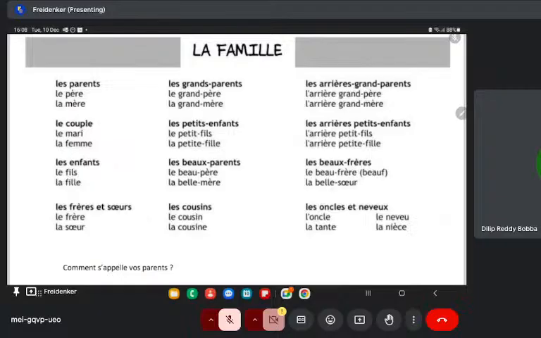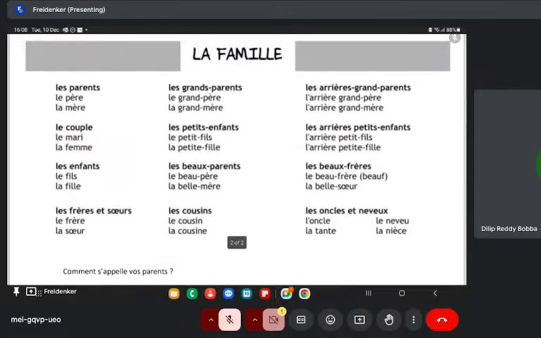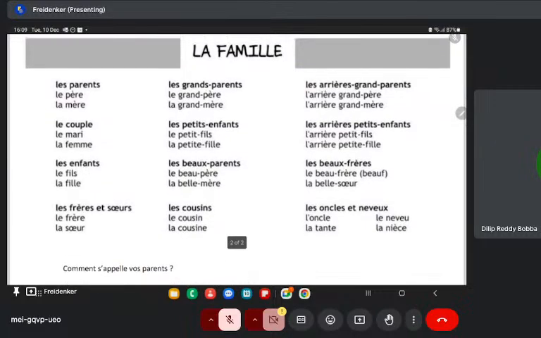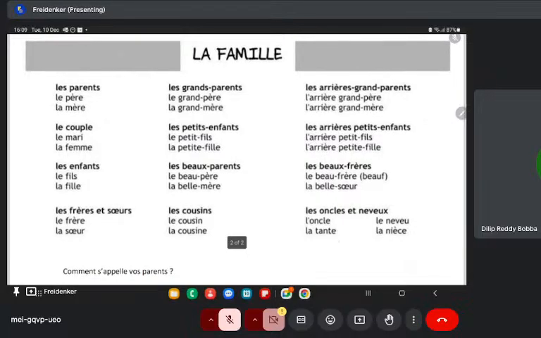And then you have brother-in-law and sister-in-law. Together they're called les beaux-frères. Even if you have one brother-in-law and one sister-in-law, together they are called les beaux-frères. In plural, the masculine comes into picture. That's how French works. Les oncles et neveux. L'oncle is the uncle, la tante is the aunt, le neveu is the nephew, la nièce is the niece. Fine. So this is family tree.